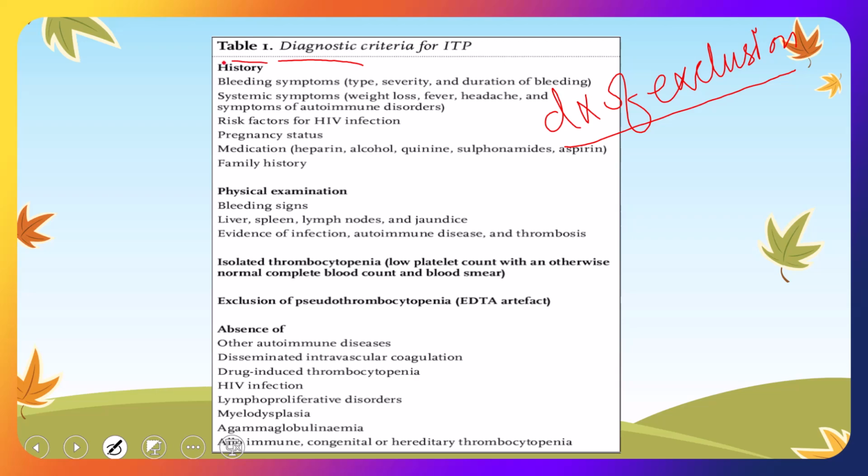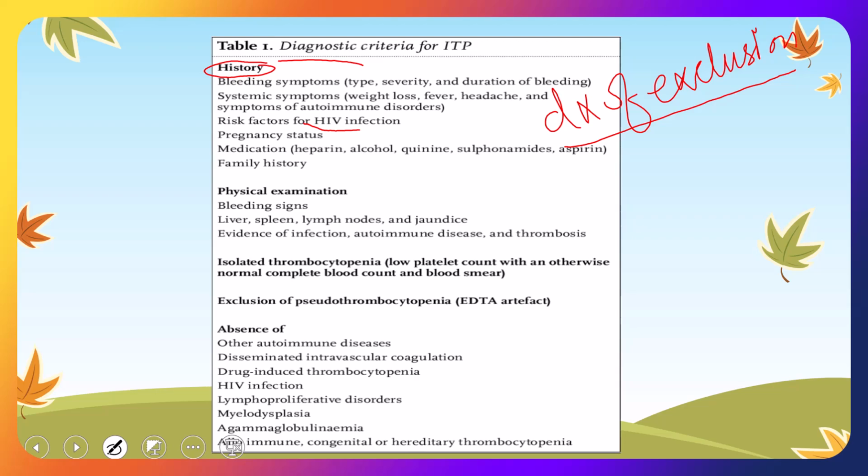First of all, we have to take a good history from the patient, in which we are going to ask about bleeding symptoms, systemic symptoms, and any risk factor for HIV infection, because as I have just mentioned, thrombocytopenic purpura can occur after some sort of viral infection.